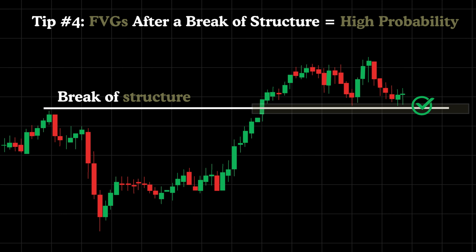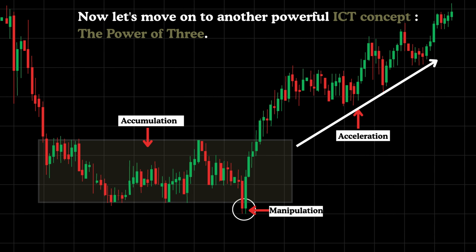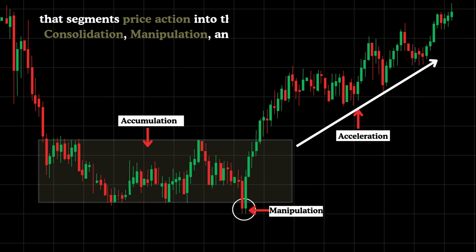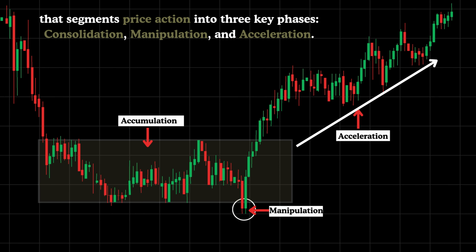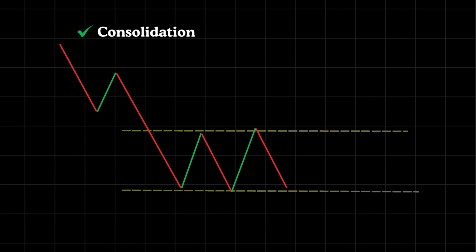Now let's shift to another impactful ICT concept, the power of 3. This smart money trading pattern breaks down price movement into 3 distinct phases: consolidation, manipulation, and acceleration. Let's begin with phase 1, consolidation.